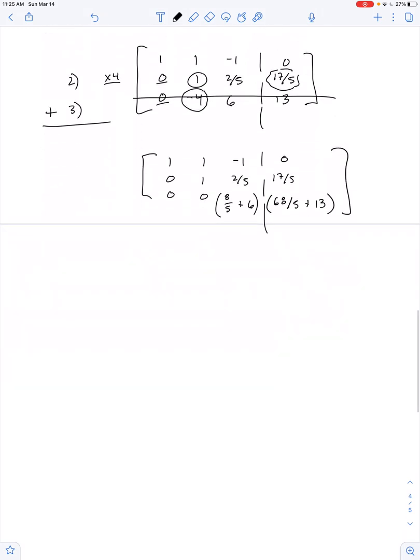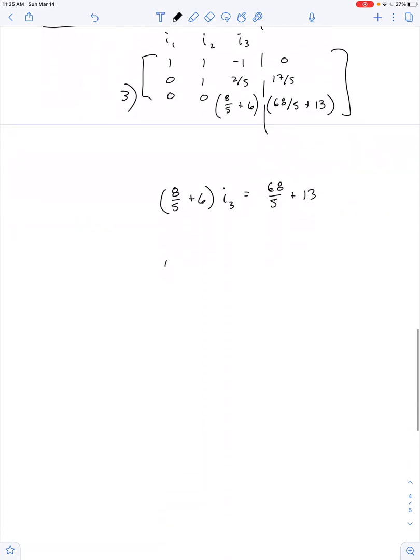Now, remember, the I1, I2, and I3 were all implied. So this line number 3 is really telling us that 8 fifths plus 6 times I3 is equal to 68 fifths plus 13, which means I3 is equal to 68 fifths plus 65 fifths, all divided by 8 fifths plus 30 fifths.